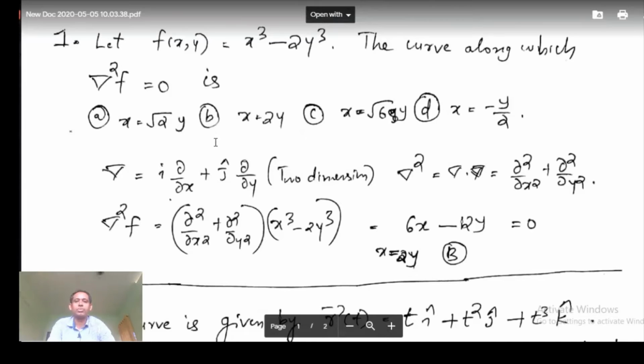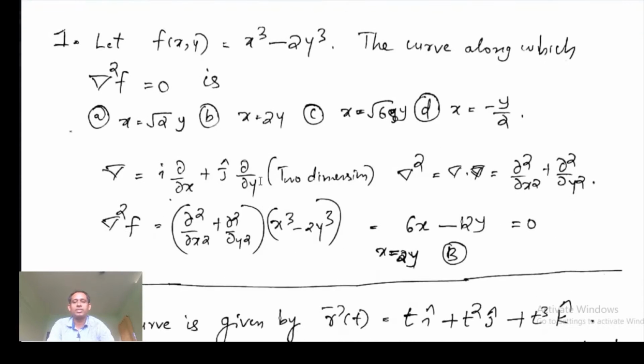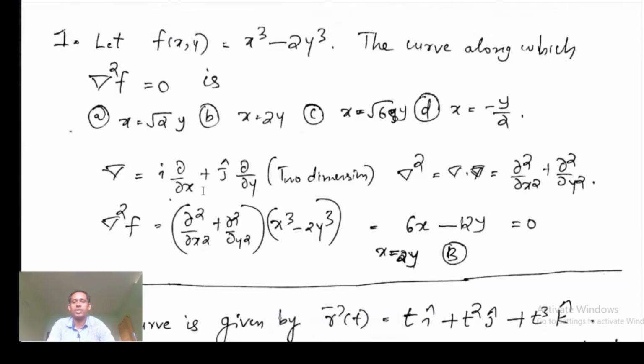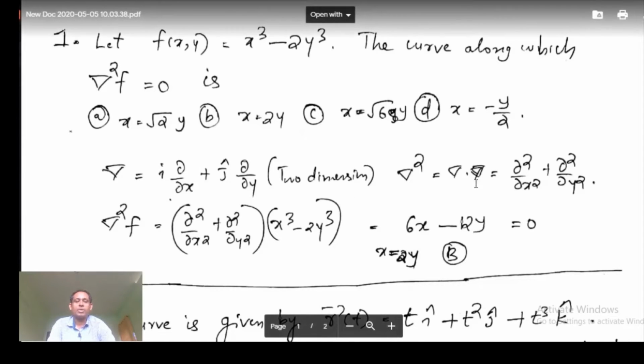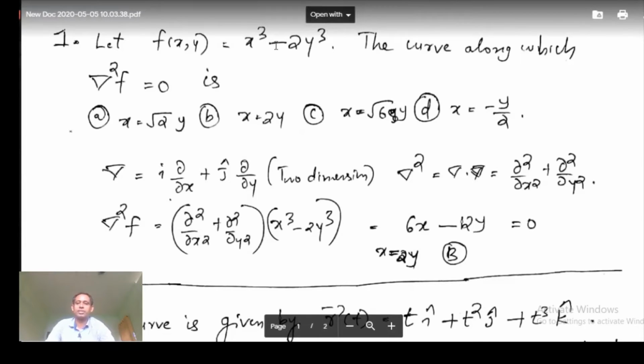We know in 2 dimensions, here the function is in 2 dimensions x, y. So we consider the del in 2 dimensions, which is i dou by dou x plus j dou by dou y. If it is in 3 dimensions, we will have k dou by dou z also. Del square is del dot del, that is dou square by dou x square plus dou square by dou y square. So del square f will be dou square by dou x square plus dou square by dou y square of this function x cube minus 2y cube.